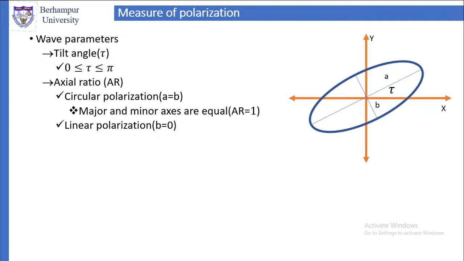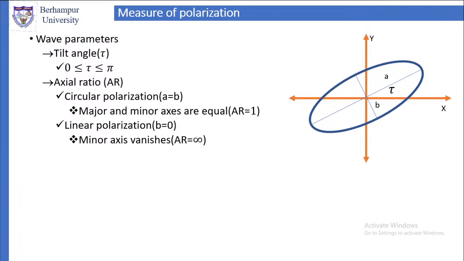So when there is no bulge, it is only a straight line, B is equal to 0. So linear polarization for B is equal to 0. If B is equal to 0, then the minor axis vanishes and AR, which is the axial ratio, is equal to A by B. B is equal to 0, so AR is equal to infinity. If we take A is equal to 0, AR is equal to 0. So AR can be 1 for circular polarization, AR can be 0 or infinity for linear polarization.